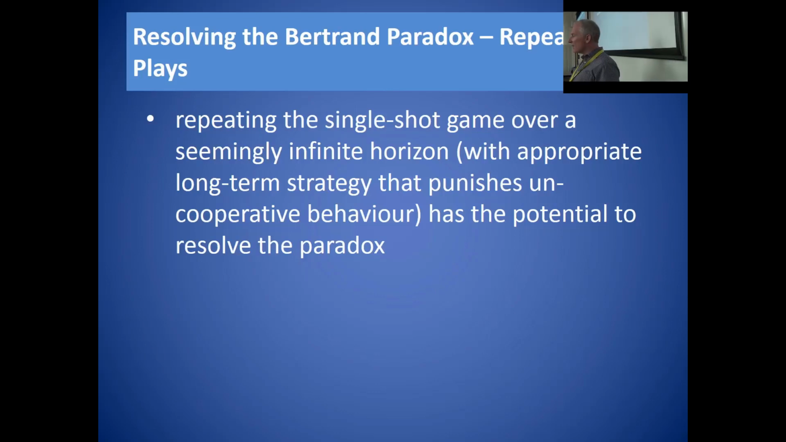We need to think about the observability of outcomes. All of these considerations that you would have mentioned during your assignment, exactly the same principles apply here. Single shot game, there is no cooperation. We get the Bertrand paradox. But if it's played over a seemingly infinite horizon, with all of the appropriate, supportive and punitive long-term strategies, then there's the potential for the Bertrand paradox to be resolved. And in the long term, firms adopt strategies where they don't relentlessly exploit competition against each other. So that's the first one within which we could resolve this Bertrand paradox.